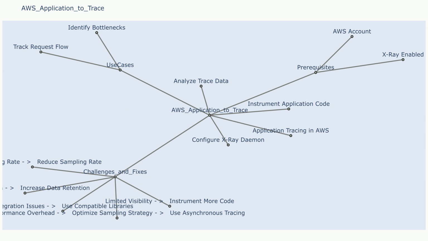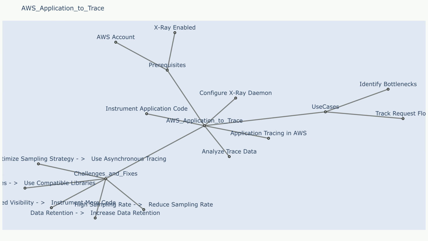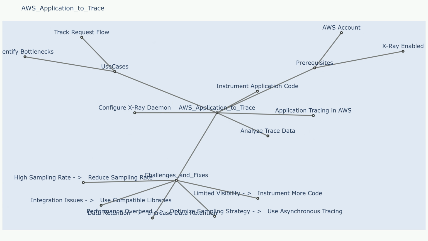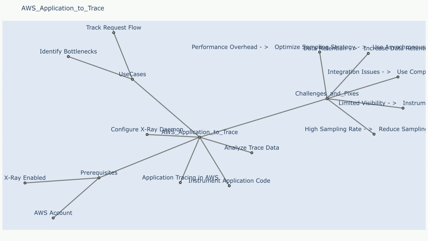Steps. Instrument application code. Add X-Ray SDKs to your application code to capture traces, segment requests, and annotate them with relevant information. Configure X-Ray daemon. Install and configure the X-Ray daemon on your EC2 instances or Lambda functions to collect and forward traces to the X-Ray service. Analyze trace data. Use the X-Ray console to view and analyze traces. Visualize request flow, identify bottlenecks, and troubleshoot issues.